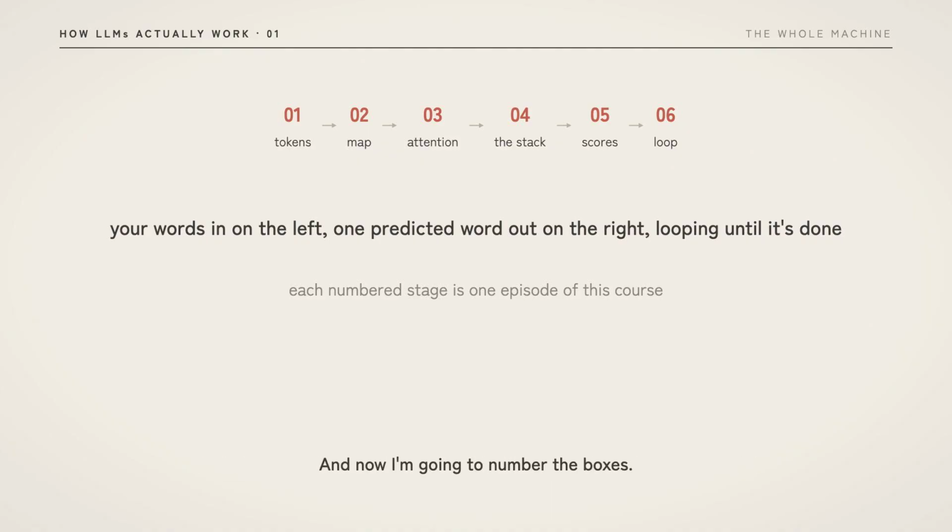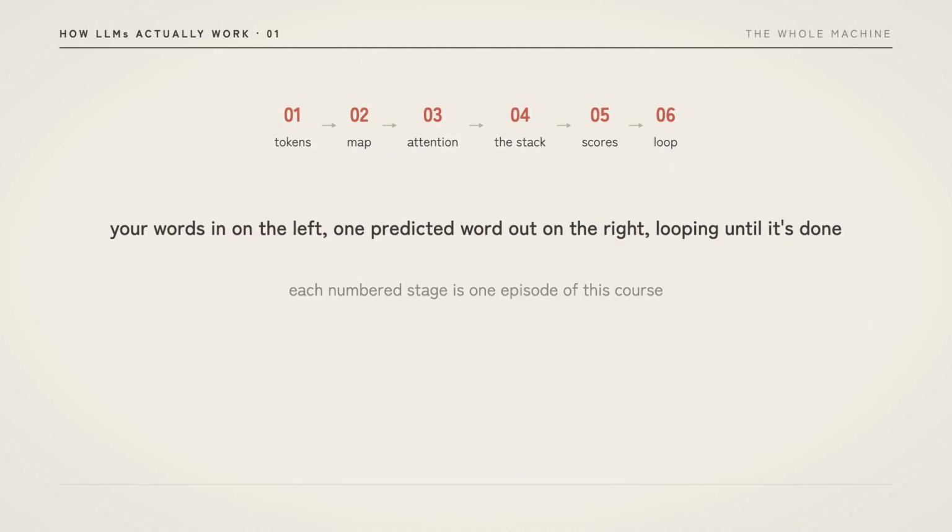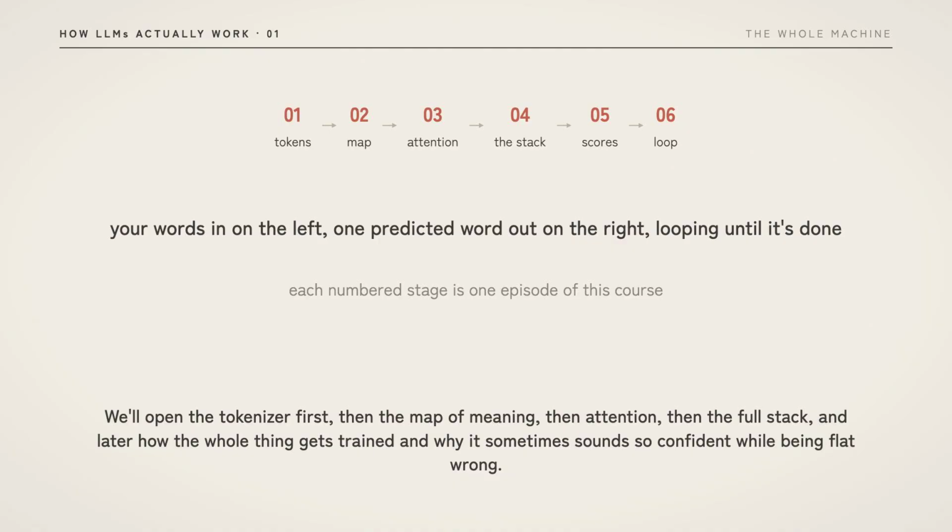And now I'm going to number the boxes. Each numbered stage on this map is one episode of this course, so you're actually looking at the road ahead. We'll open the tokenizer first, then the map of meaning, then attention, then the full stack, and later how the whole thing gets trained and why it sometimes sounds so confident while being flat wrong.